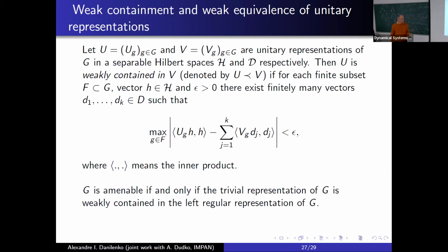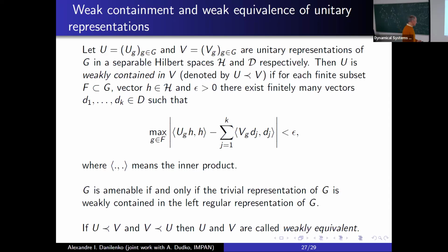This concept is important. For instance, it's possible to use it in the definition of an amenable group. G is amenable if and only if the trivial representation of G is weakly contained in the regular representation. And if U is weakly contained in V and V is weakly contained in U, then V and U are called weakly equivalent. Weak equivalence is an equivalence relation. And of course, if two representations are unitarily equivalent, then they are weakly equivalent, but not vice versa.